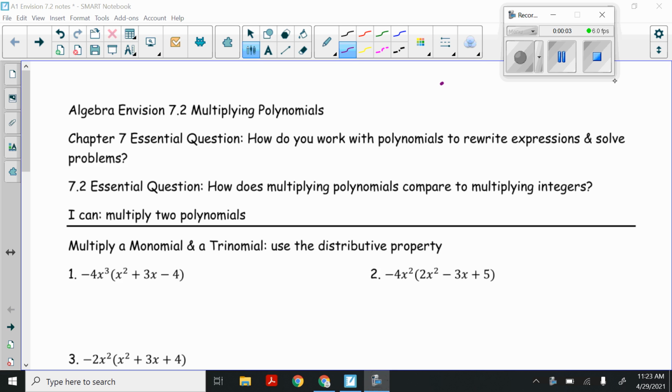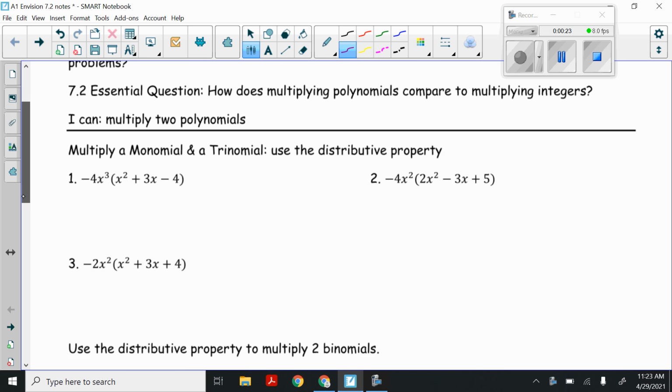All right, today in Algebra 1, Envision 7.2, multiplying polynomials. Our simple question: how does multiplying polynomials compare to multiplying integers? After today's lesson, you should be able to multiply two polynomials. So we're going to start out multiplying a monomial and a trinomial using the distributive property.